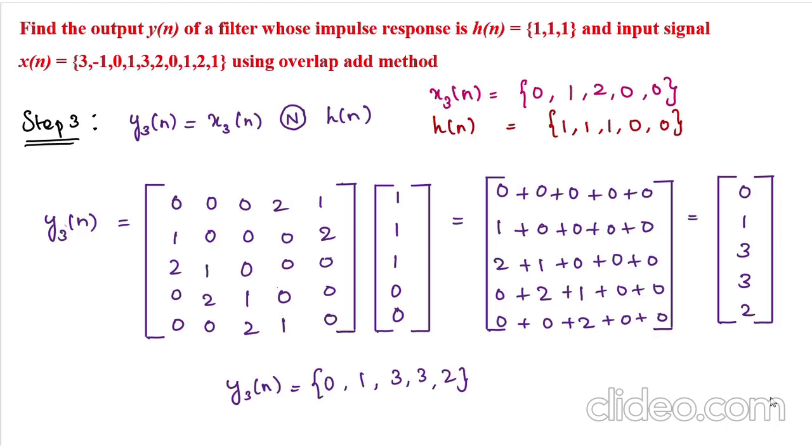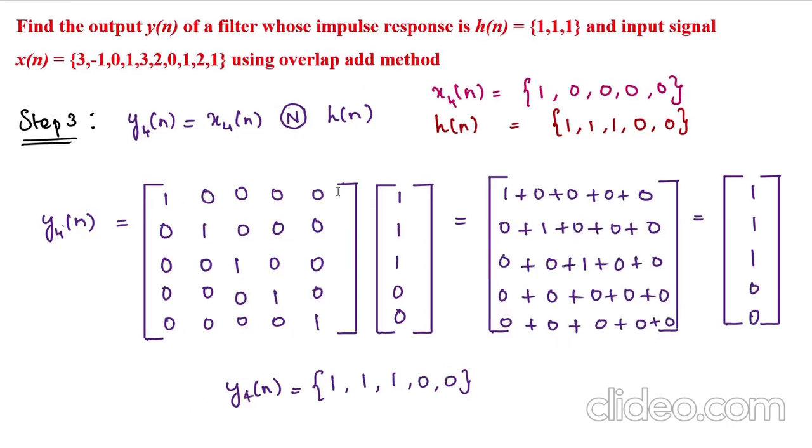Now if I solve this, the first term will be 0, the second term will be 1, the third term will be 2 plus 1 is equal to 3, again 2 plus 1 is equal to 3, and here it will be 2. So this is y3 of n.